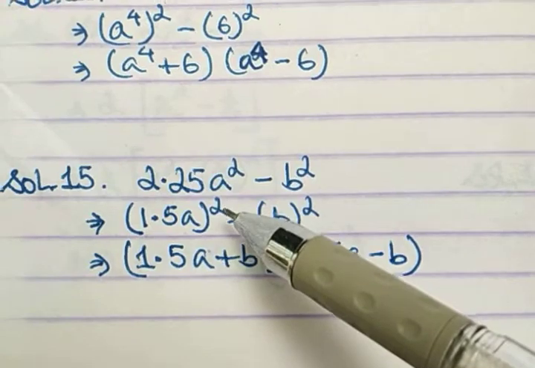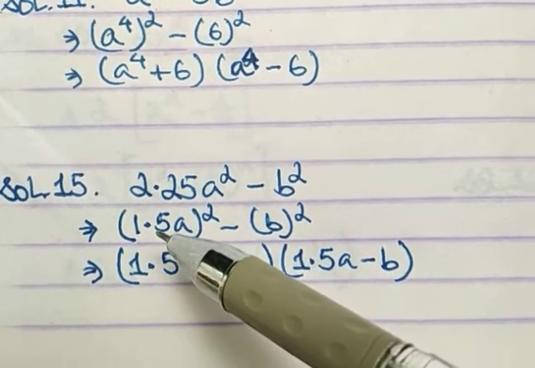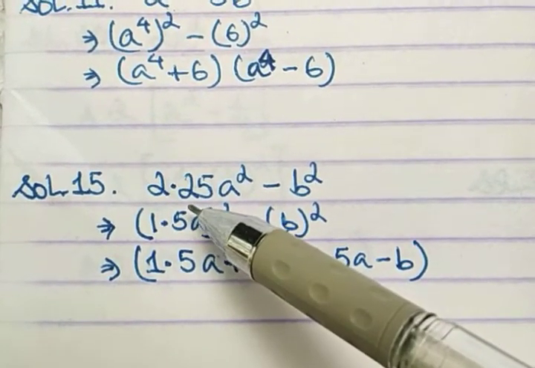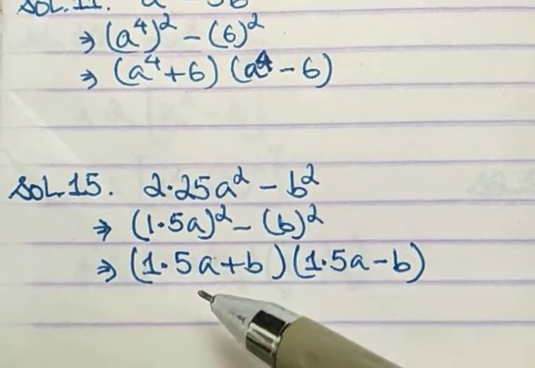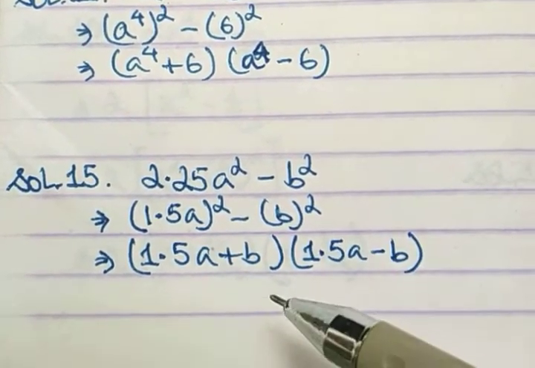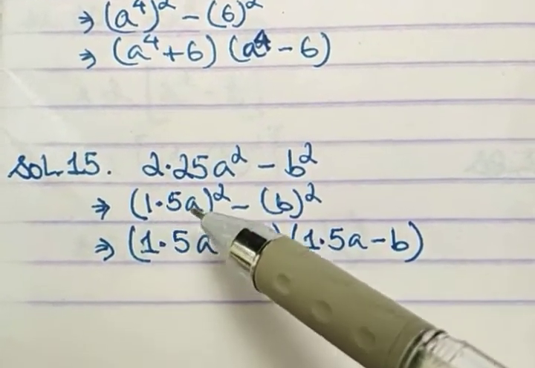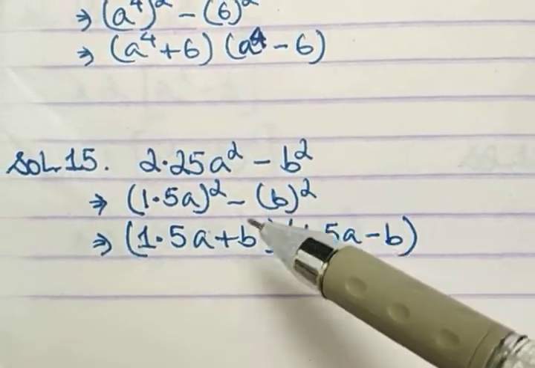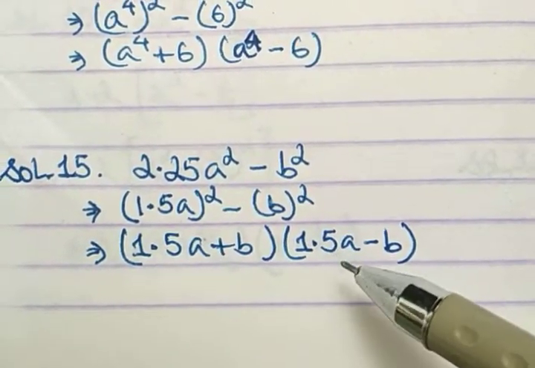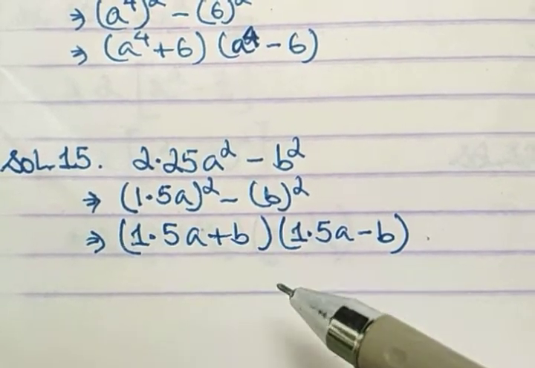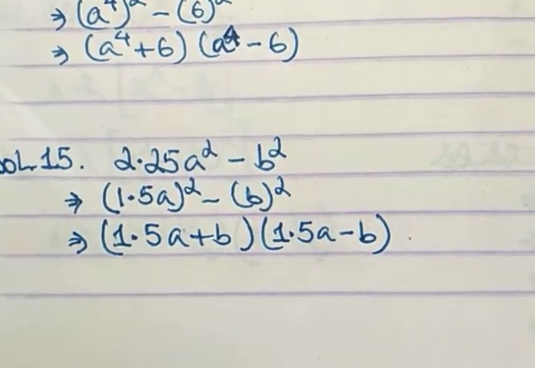1.5a whole square. This square is now applicable for both the terms, so that is why 1.5 square means 2.25 and a square, minus b square. So in place of a I have got 1.5a, in place of b I have b, so a plus b, a minus b, that is 1.5a plus b, 1.5a minus b, isn't it?